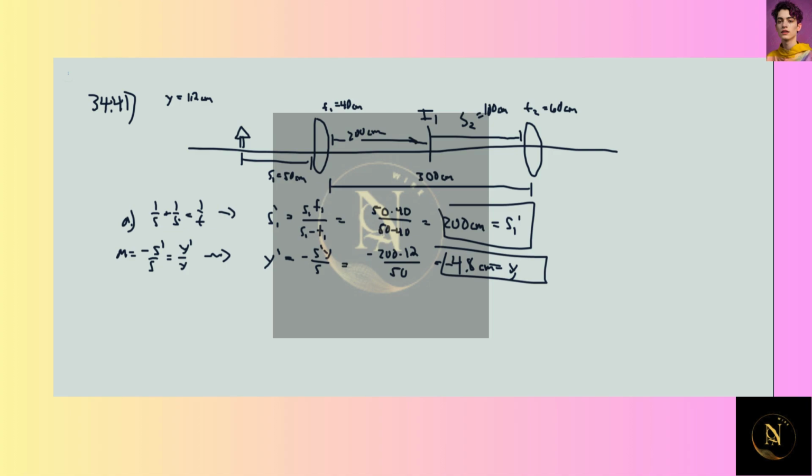Now part B asks us to use the image from the first lens as the object for the second lens, which is how we combine and find the resulting image of a lens system. In that case, we know that this is just going to be S1 prime F2 over S1 prime minus F2. So this is 200.